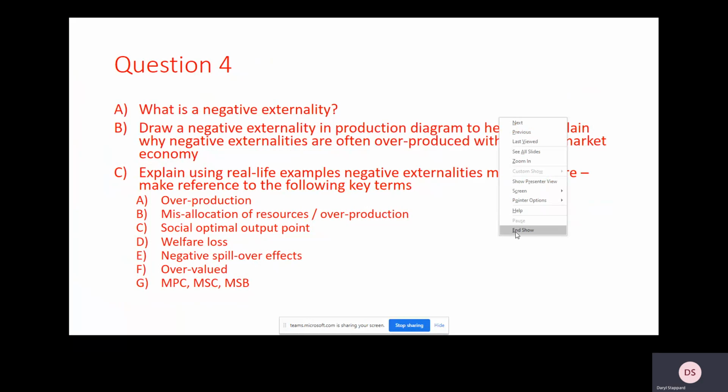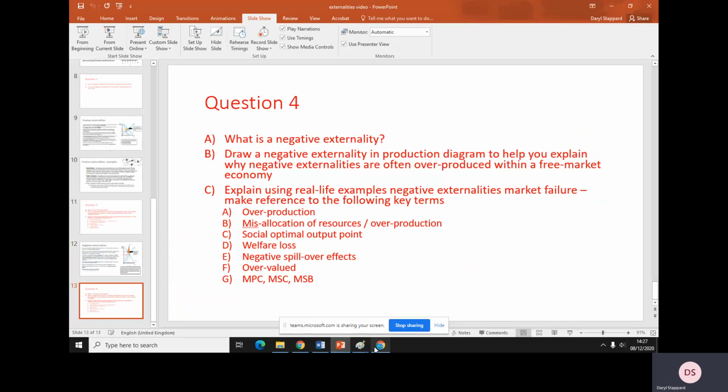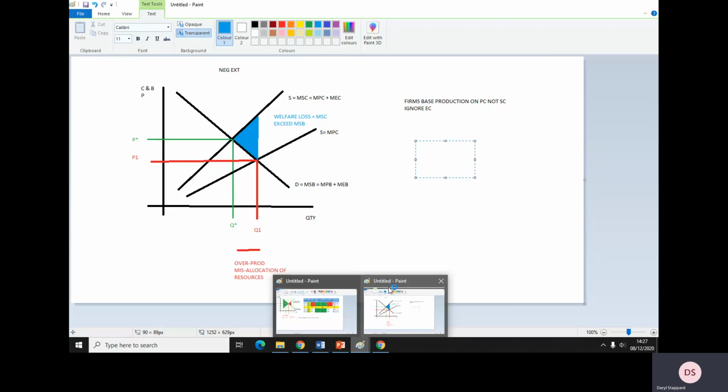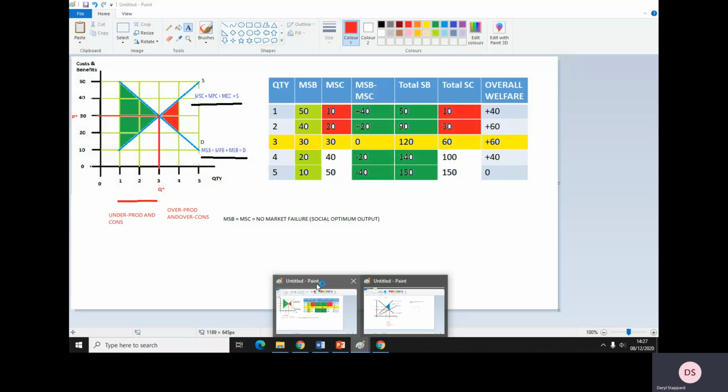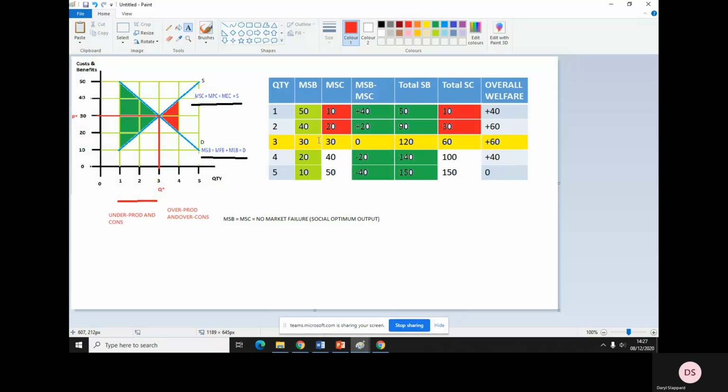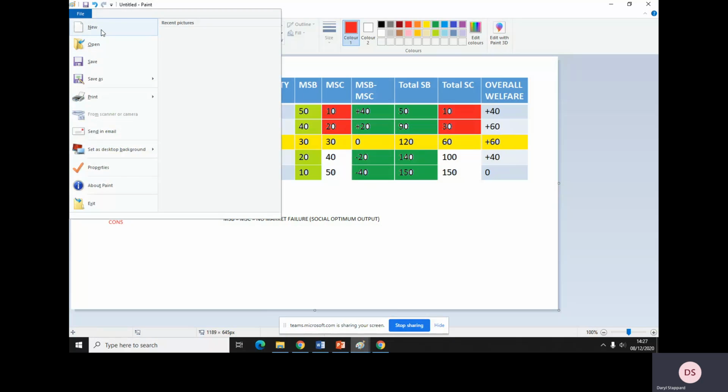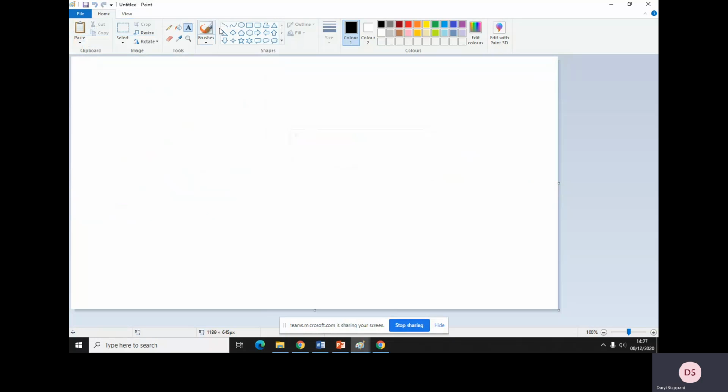Right, everyone, welcome back. I just want to end this presentation by going again to a blank Paint document. Now, let's start off by drawing what the market should do.